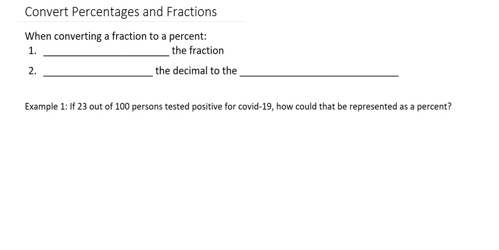Convert percentages and fractions. When converting a fraction to a percent, we're going to go ahead and divide the fraction. Then we will move the decimal to the right twice.